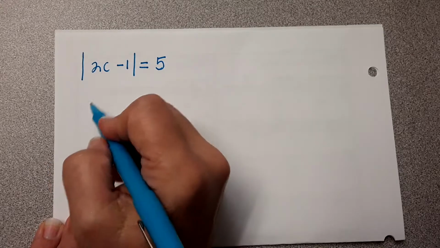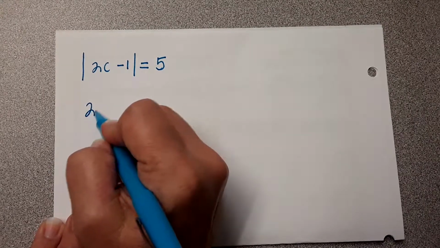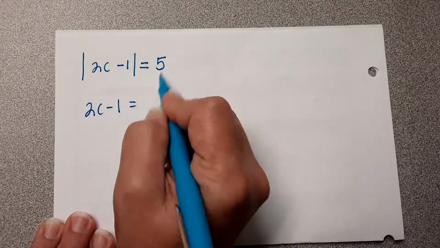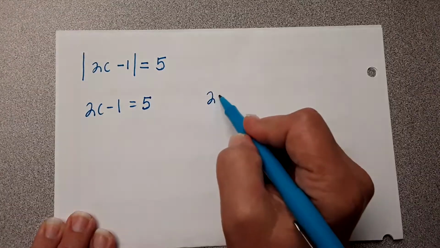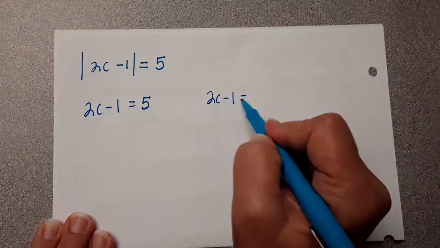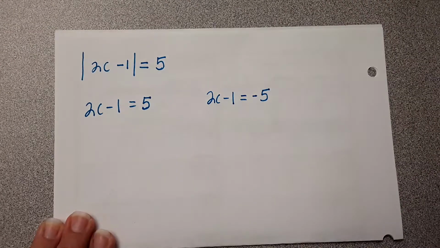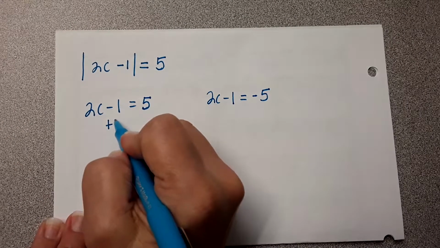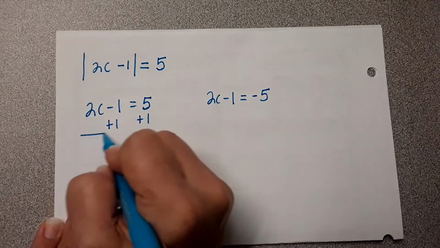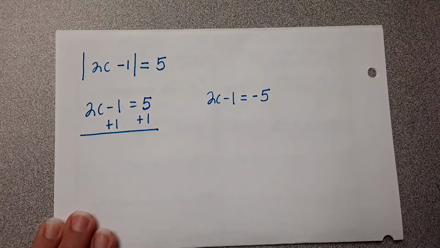a negative 5. So I'm going to take what's inside the absolute value. I don't change that. I'm going to set it equal to a positive 5. Then I'm going to take what's inside the absolute value and I'm going to set it equal to a negative 5. Always. You always are going to set up two equations. Then I'm going to add 1 to both sides because I'm going to just solve it like I normally would.